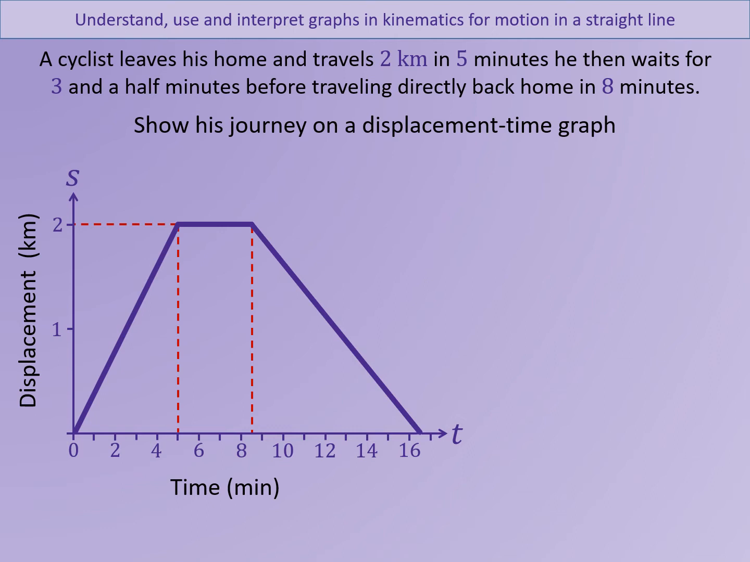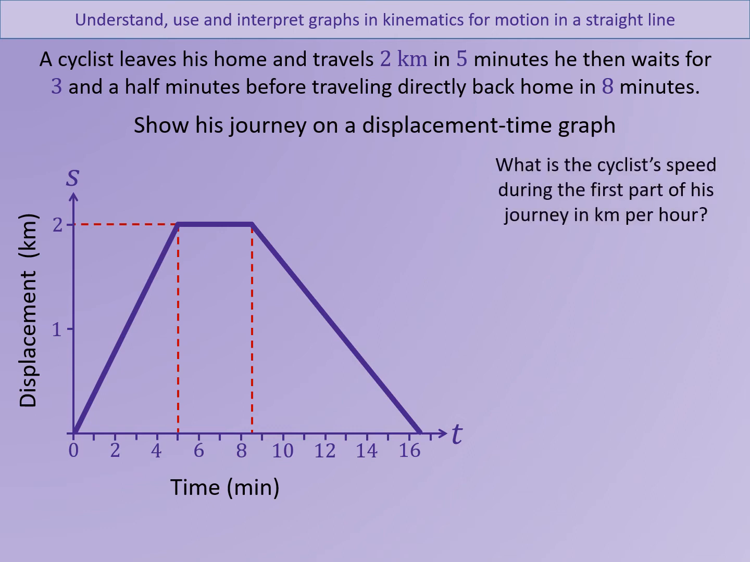And in the final section, the cyclist travels home, taking 8 minutes to travel the 2 kilometres back home. We want to know what speed the cyclist travelled during the first part of the journey in kilometres per hour. So we can consider that they travelled 2 kilometres in 5 minutes. We need to work out how far they would travel in an hour. We know that there are 60 minutes in an hour, so we scale this up to give us 24 kilometres in 60 minutes. Travelling 24 kilometres in 60 minutes gives a speed of 24 kilometres per hour, because the cyclist travels 24 kilometres in 1 hour.